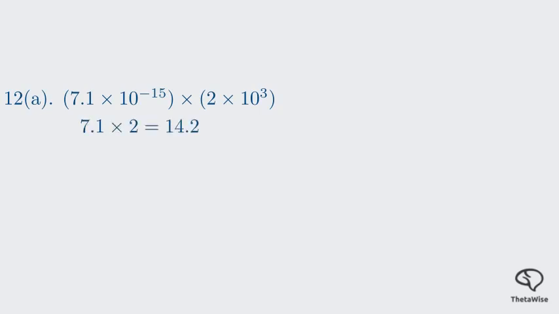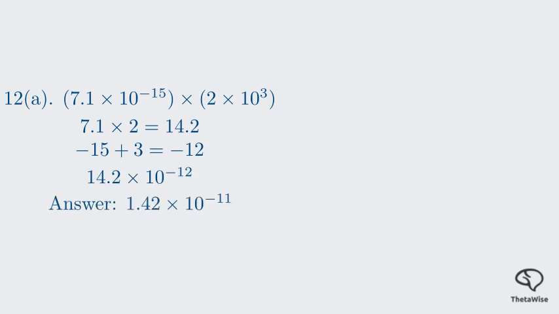For standard form multiplication, multiply the numbers and add the powers of 10. 7.1 times 2 is 14.2. -15 plus 3 equals -12. This gives us 14.2 times 10 to the -12. To keep it in standard form, the first number must be between 1 and 10.